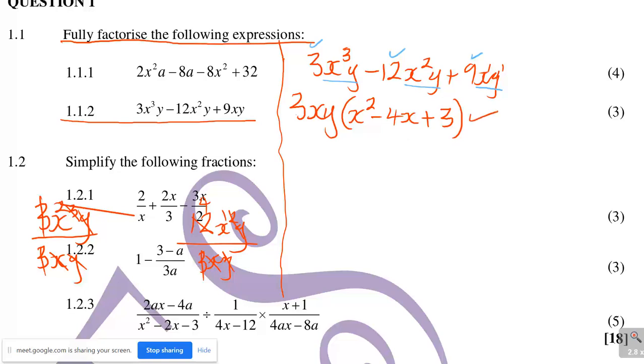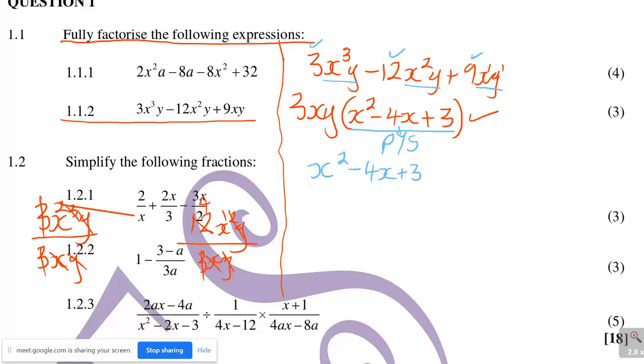So in here, Zanda, it looks like you factorized, but that's why they say fully. You see what is inside the bracket? That's your product and sum. So this was your first mark. Now you're supposed to go on with this one to say, I need to move on further. It's not done. I need to factorize my x squared minus 4x plus 3.